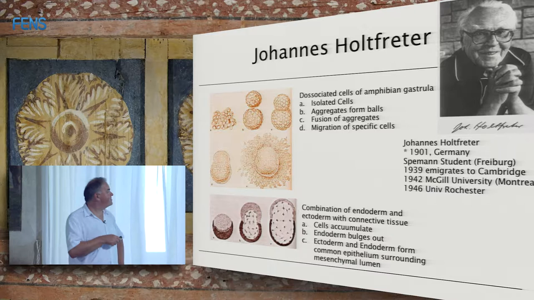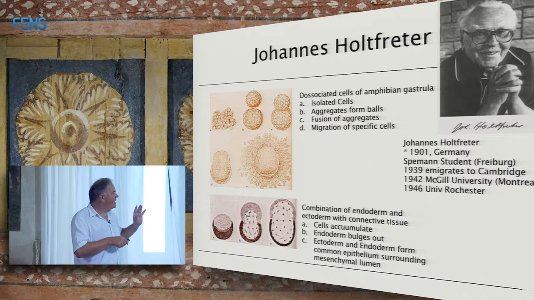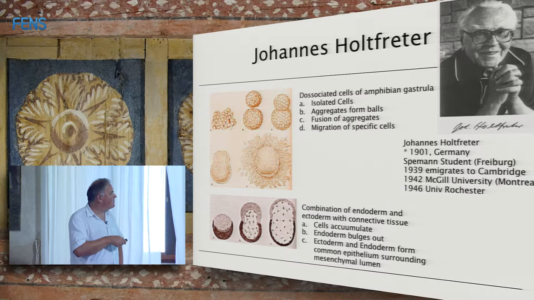The first one was that he showed that when you dissociate the cells of an amphibian gastrula, they will re-aggregate into something that resembles the original shape, and there will be different cell types because some of them will migrate out and other ones will not.